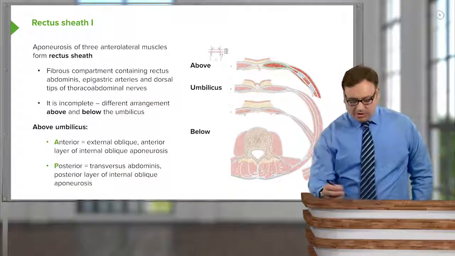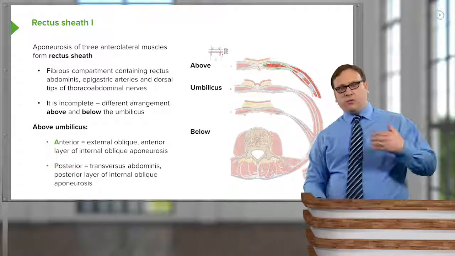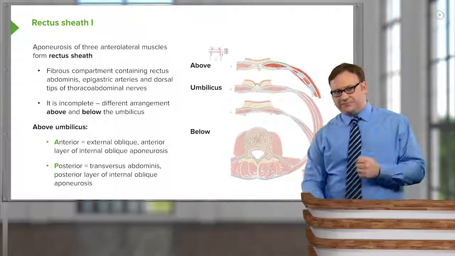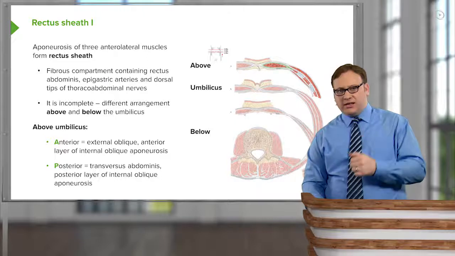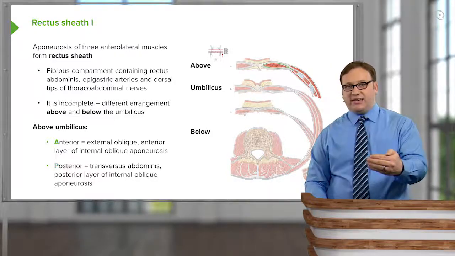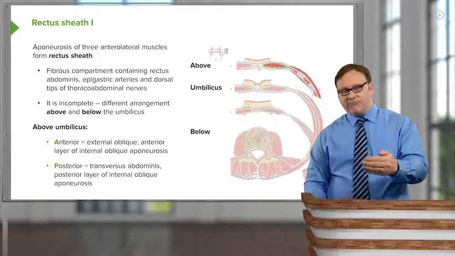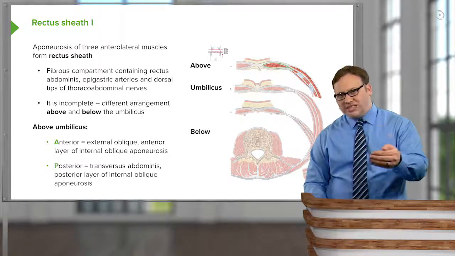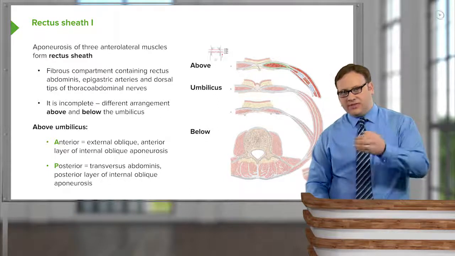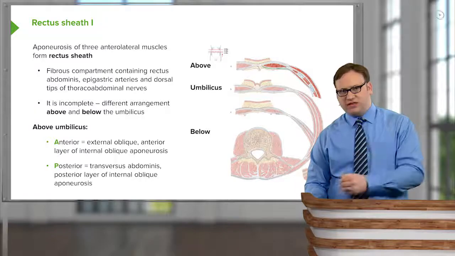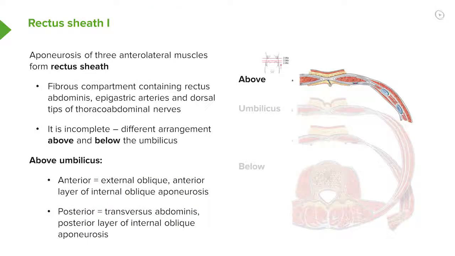So if we were to go from anterior to posterior, we'd find the aponeurosis of external oblique. We'd then find the anterior lamina, or the anterior layer of internal oblique. We'd then find rectus abdominis. Carrying on posterior, we'd then have the posterior lamina, or layer, of internal oblique. And then we'd have the aponeurosis of transversus abdominis. So effectively, we'd have 1.5 anteriorly and 1.5 posteriorly, where the two halves have come from internal oblique dividing.